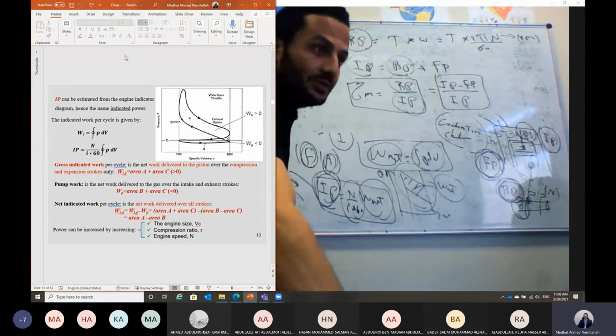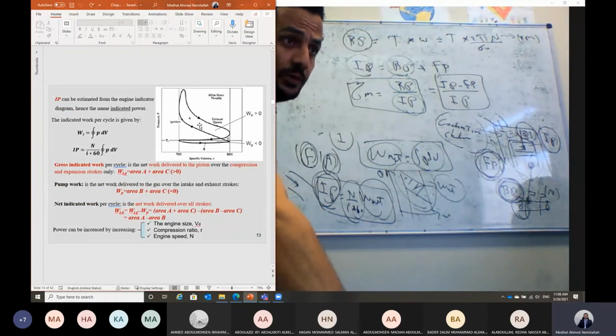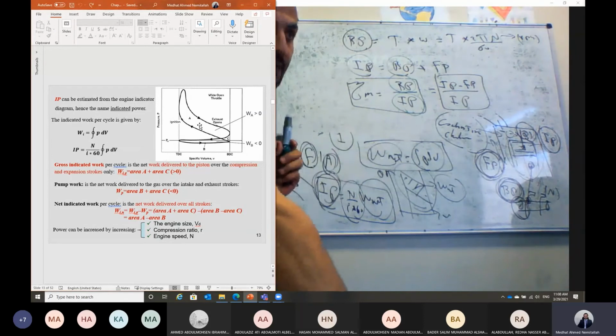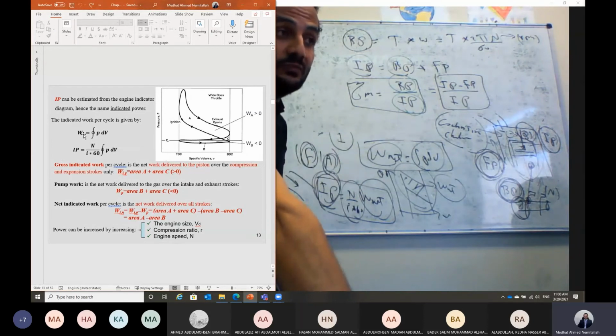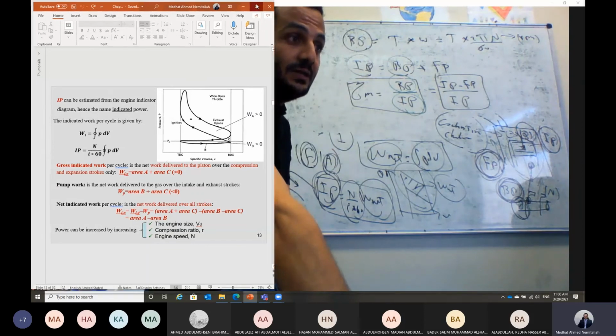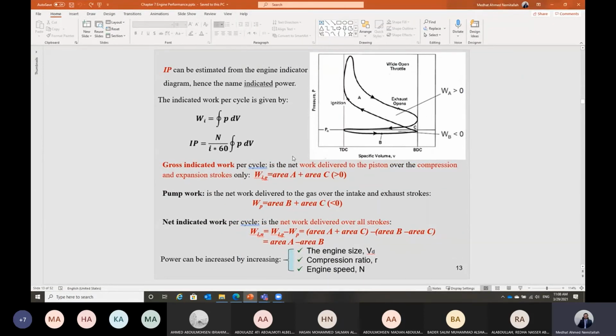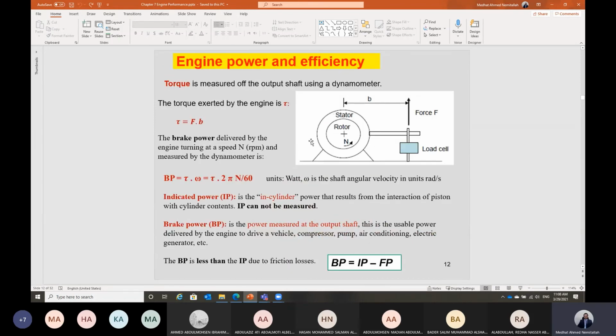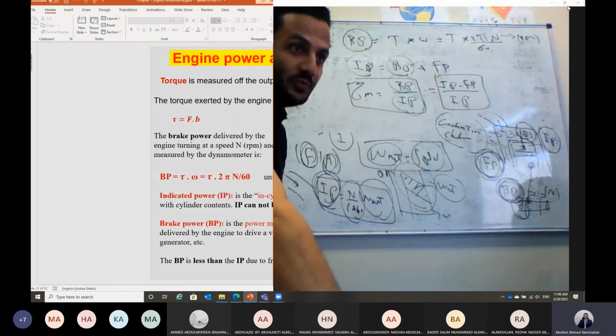As we said, indicated power, as you can see here, we can get from the indicator diagram. Integration of PdV will give me the work, multiplied by N over i by 60. Then I can get the indicated power in this case. But this value we cannot measure, we can just calculate it from the PV diagram or the indicator diagram. But for the brake power, which is torque times omega, we can measure the torque and the omega, then we can calculate the brake power. The idea here is to measure the brake power.